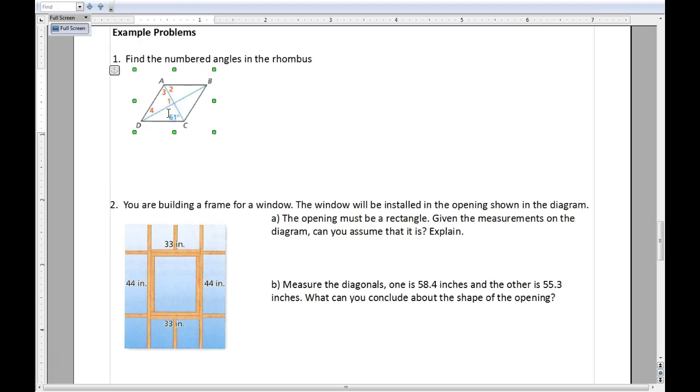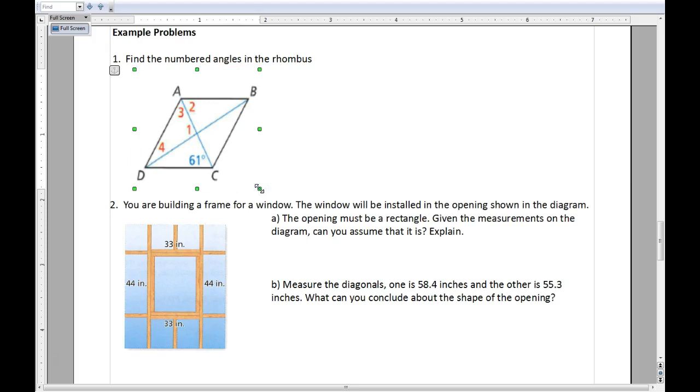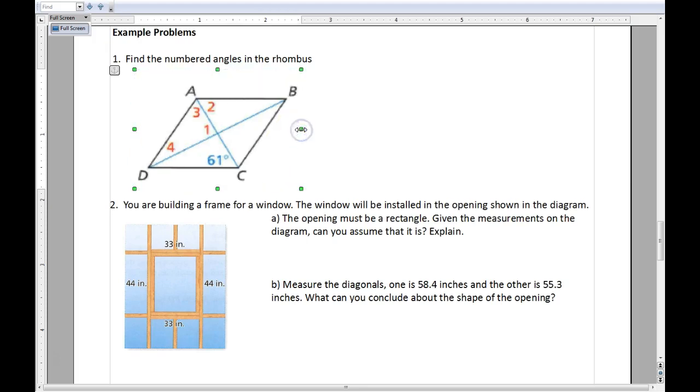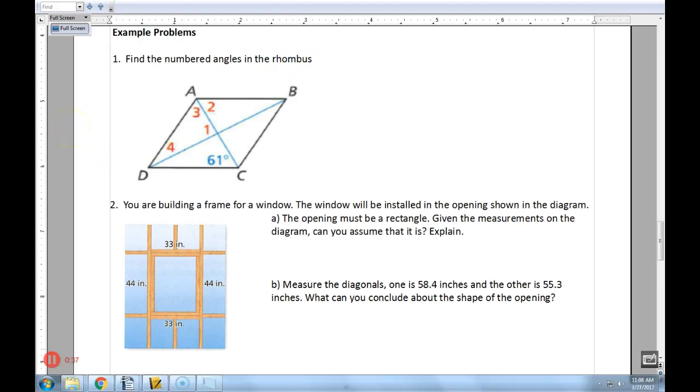I'm going to blow up this little parallelogram a little bit larger, maybe stretch him out so he looks a little bit better. It says find the numbered angles for the rhombus. Because it's a rhombus, there are some things I need to know. It's got all of the parallelogram properties. There were 5 of those properties. But then for itself, it's got 4 equal sides.